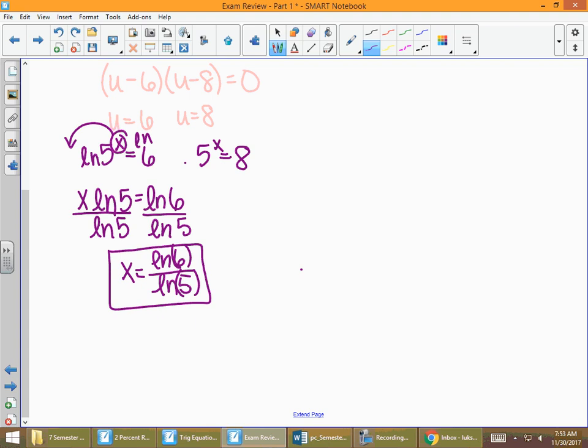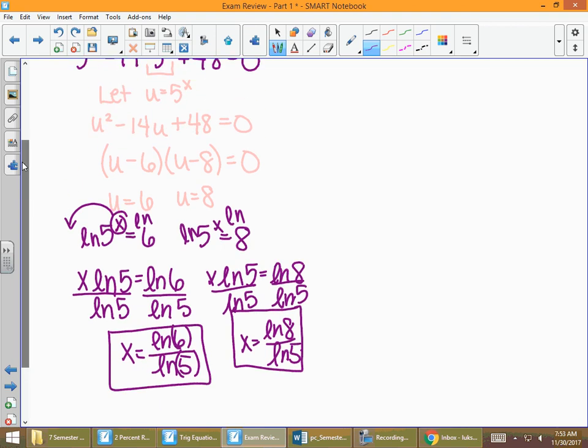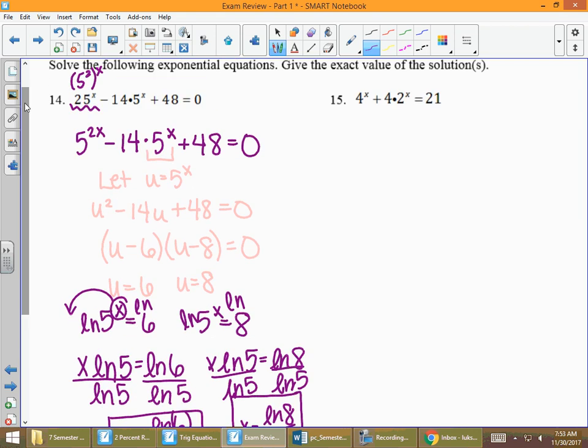5 to the x equals 8 is going to work very similarly. X ln of 5 equals ln of 8. Divide both sides by ln of 5. Beautiful. That one's done.